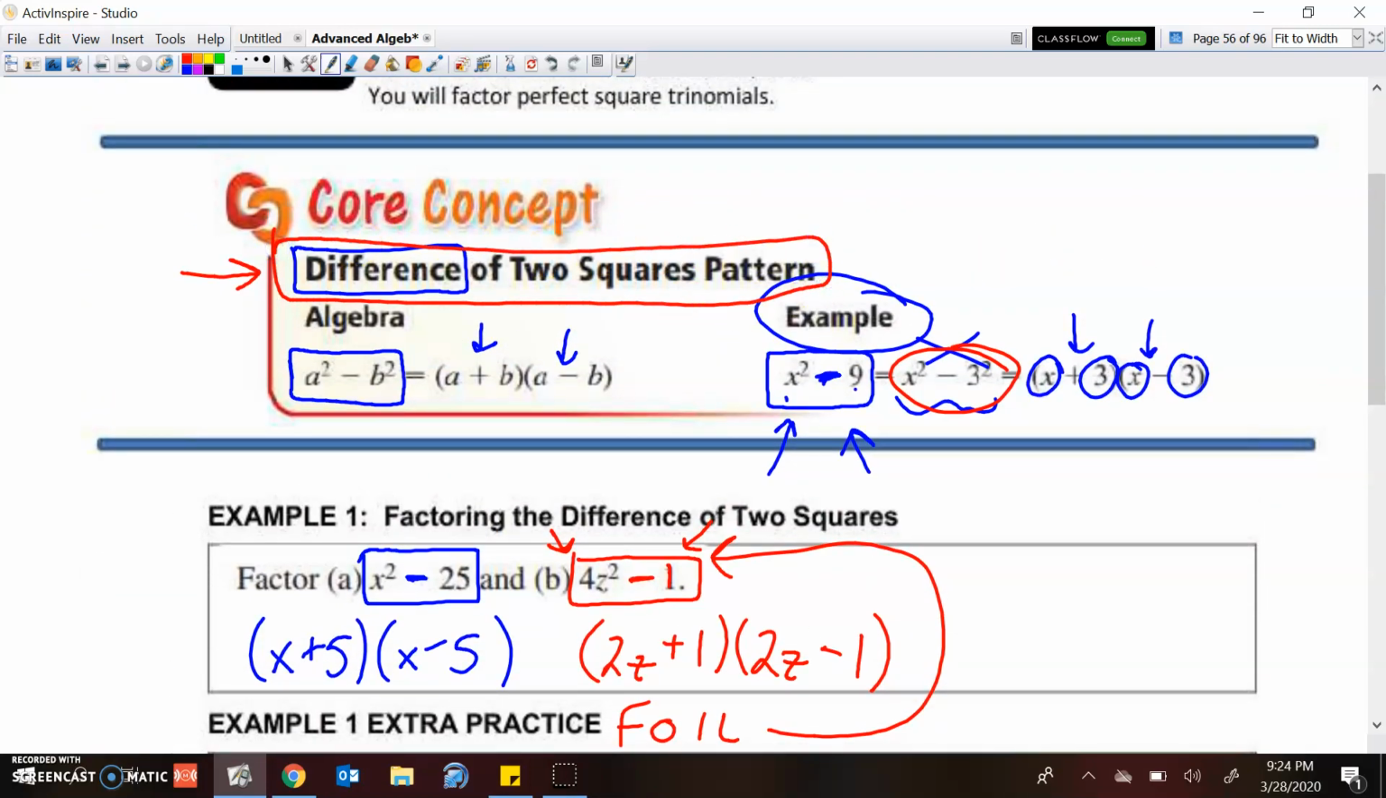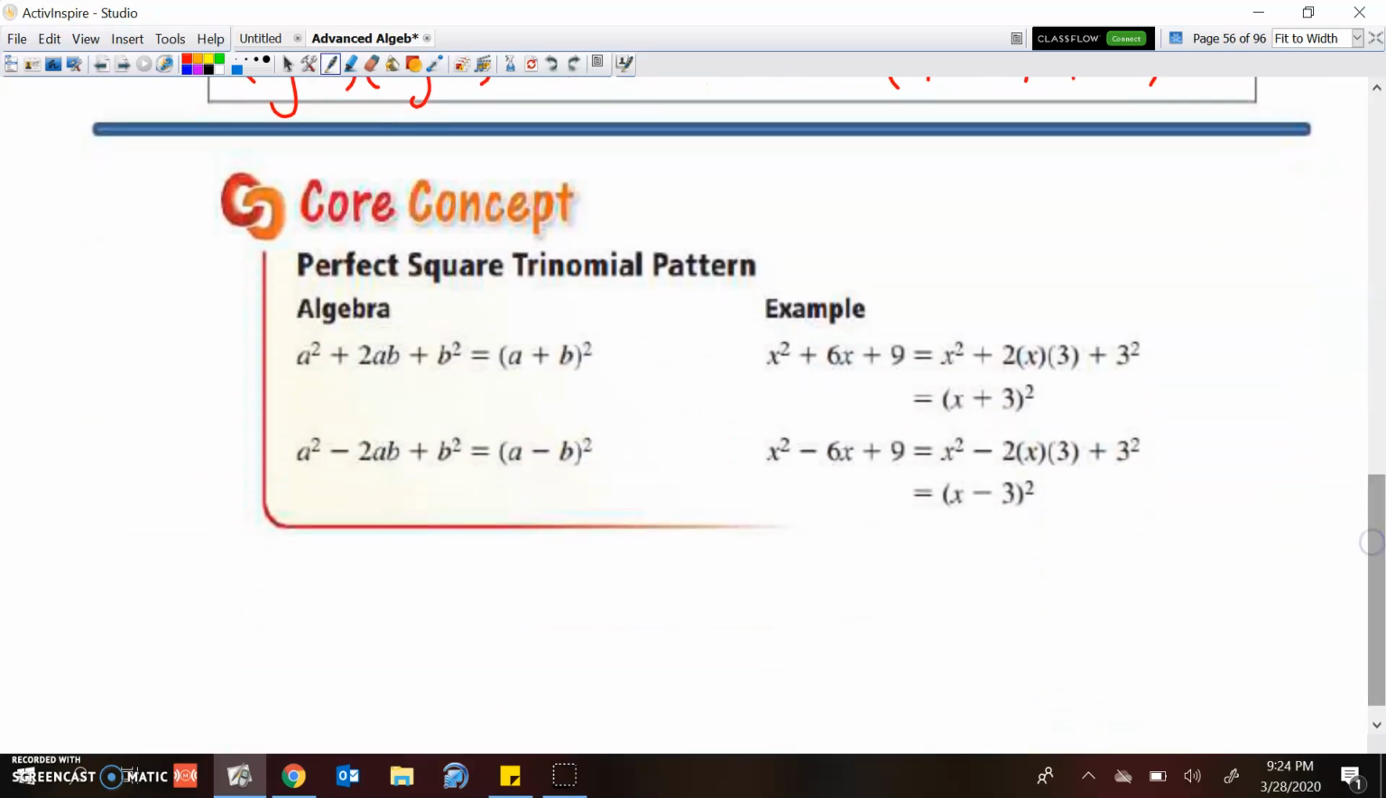Now, there's only one other pattern we're going to look at, and that's called the perfect square trinomial pattern. Again, we're looking for these perfect squares. So this time we're talking about a trinomial, so we're going to have three terms. Just for sake of ease, I'm going to look at this example portion here on the right because I think it's easier, especially virtually, to look at concrete numbers.